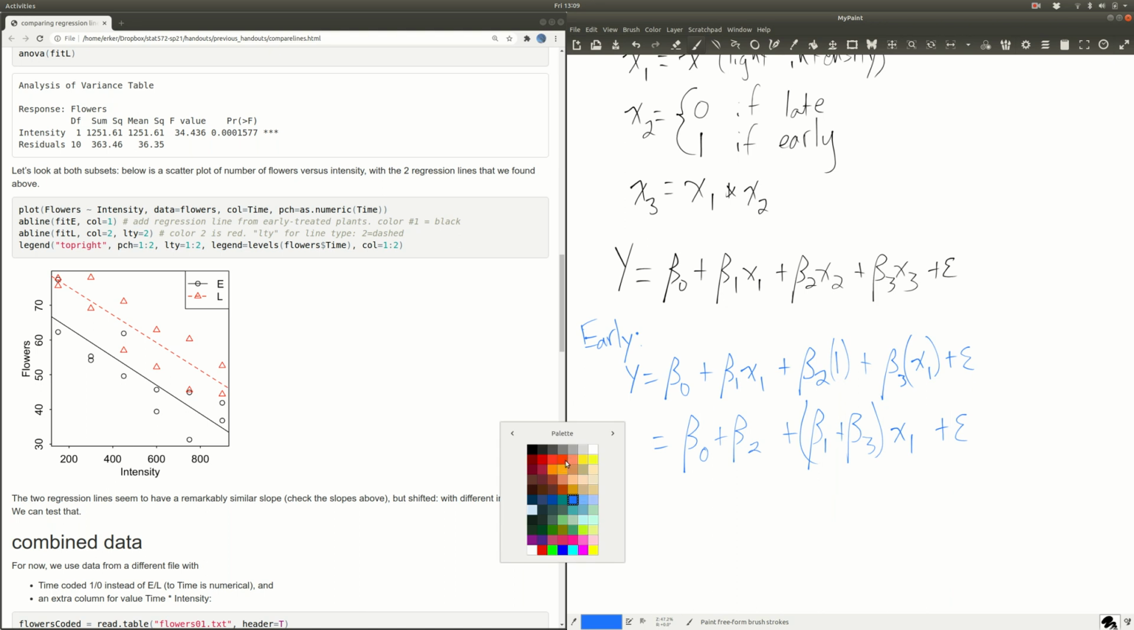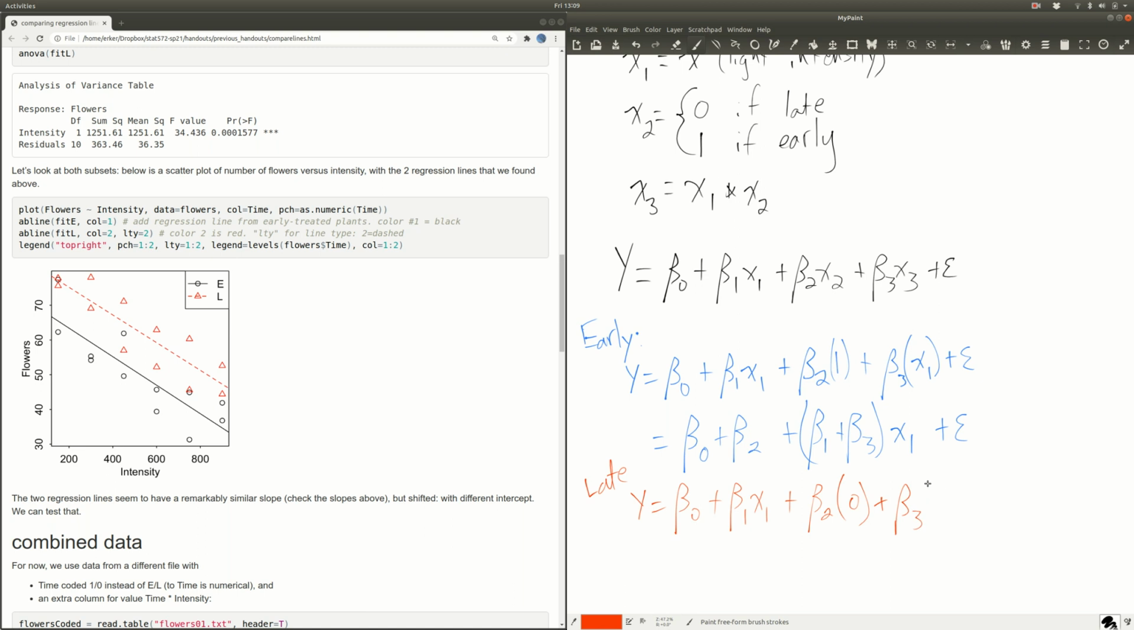If we have the late case, so late light treatment, y equals beta naught plus beta 1 x1 plus beta 2 times 0, because x2 is 0 if we're in the late case, plus beta 3 times 0. Because if we're late, x2 is always 0, 0 times x1 is always 0, plus epsilon. And so this late line simplifies just to beta naught plus beta 1 x1 plus epsilon.